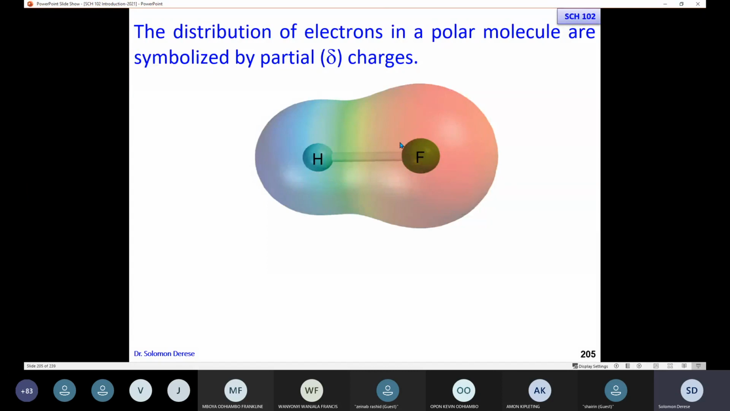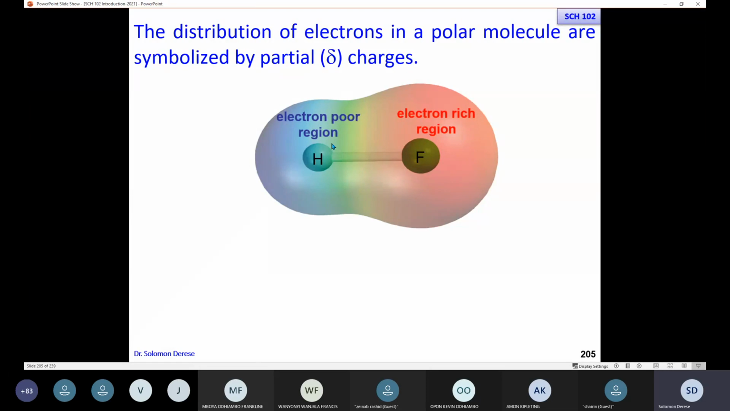On the fluorine we'll have excess of electrons. So the hydrogen will be an electron-poor region, while the fluorine will be an electron-rich region. So there is excess of electrons on the fluorine and deficiency of electrons on the hydrogen.